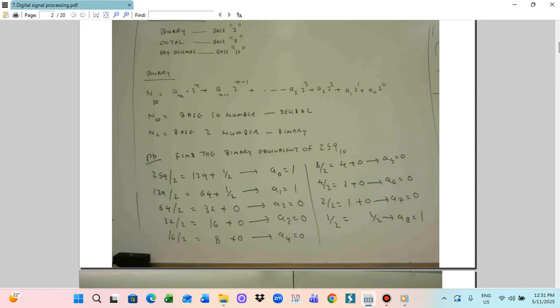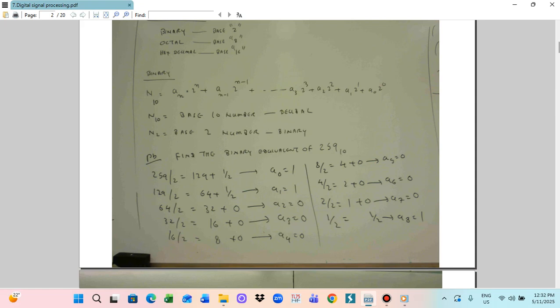So long as it can be divided by 2, you have to put a 1. So 259 can be divided by 2. The result is 129, the remainder is a half. So that can be divided, so A0 is equal to 1. 129 can also be divided by 2, so the result is 64. The remainder is a half, so A1 is equal to 1 because it can be divided.